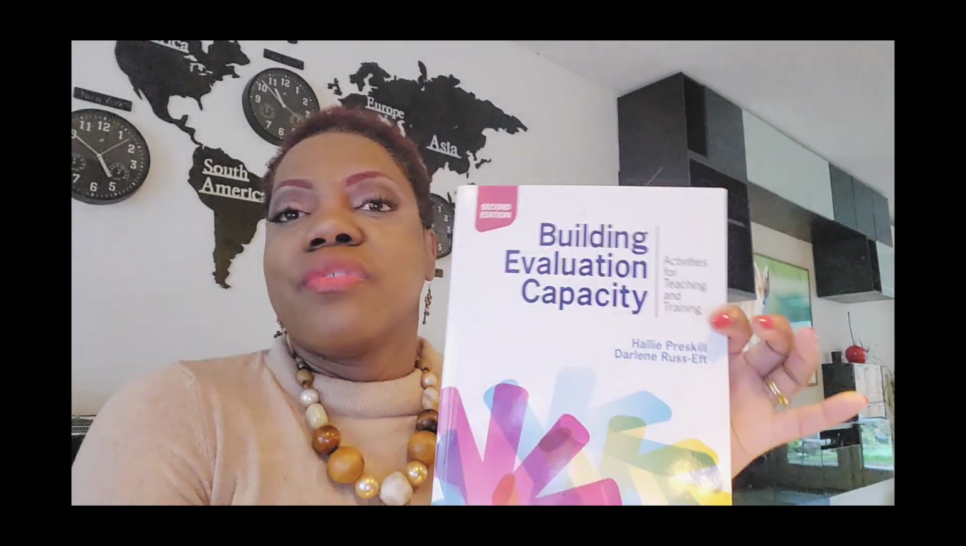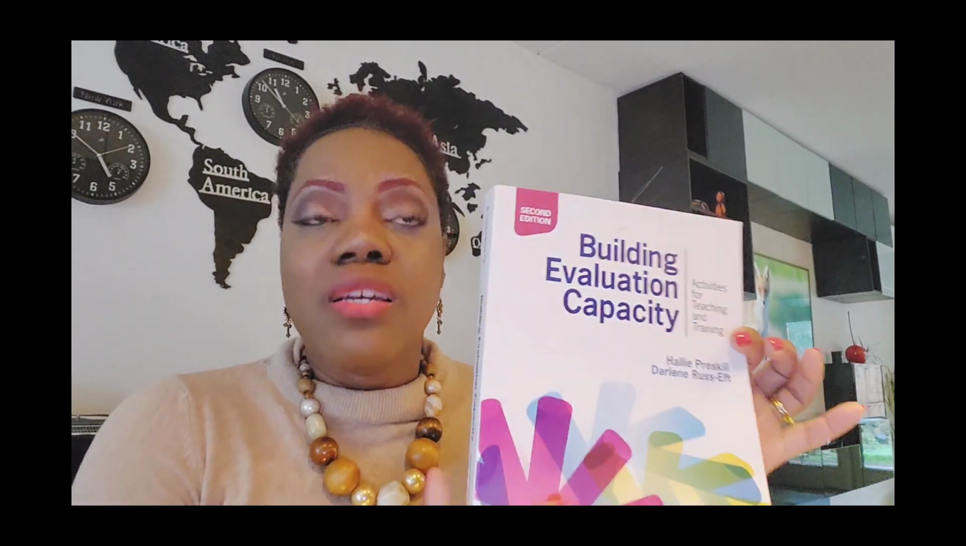Now, these two books complement each other, to be quite frank. They really do. Because this, Building Evaluation Capacity, will go more in depth in the subject matter, but it doesn't really touch so much on explaining what is adult learning principles, how to set up a training room, what are training competencies. It doesn't.